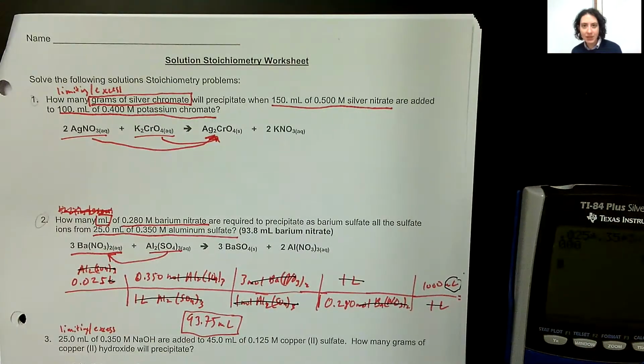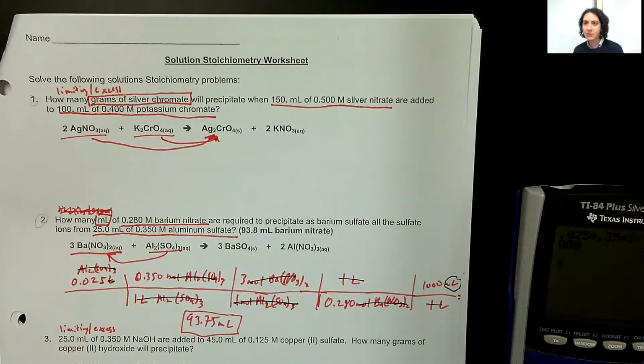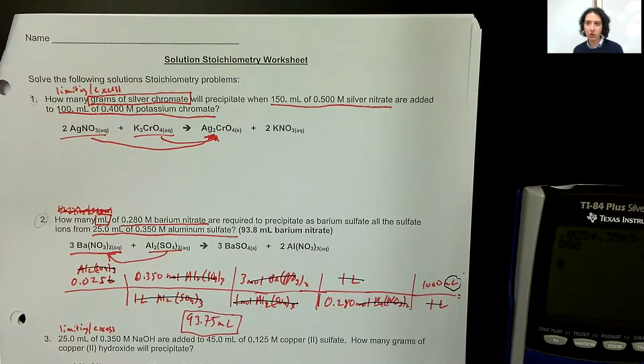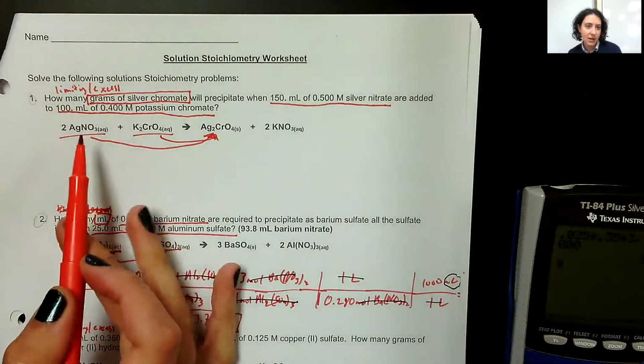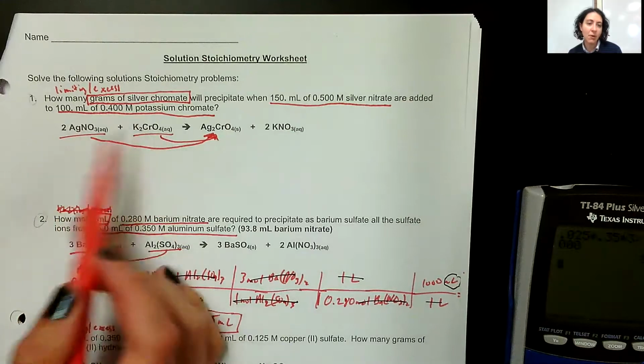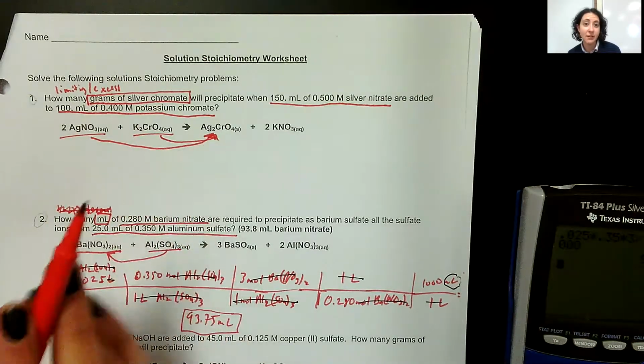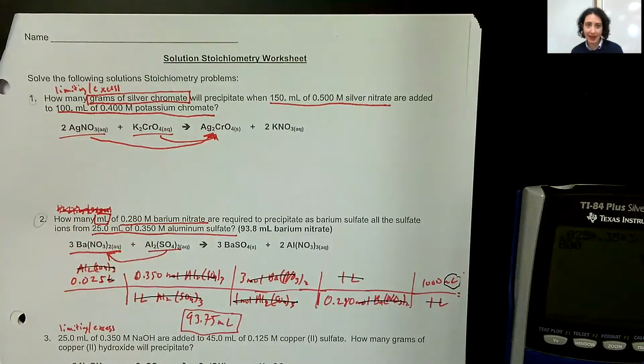So I think what I'm going to do is I'm not going to convert all the way to grams of silver chromate. I think I'm just going to convert to moles of silver chromate to figure out which one's the excess and which one's the limiting, and whichever one is the limiting, that's the one I'll convert to grams. So I'm going to start with volume and molarity of both of these and convert to moles of silver chromate, and we'll see where that leads us.